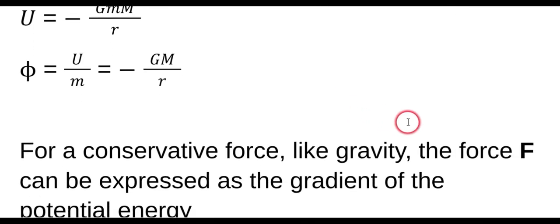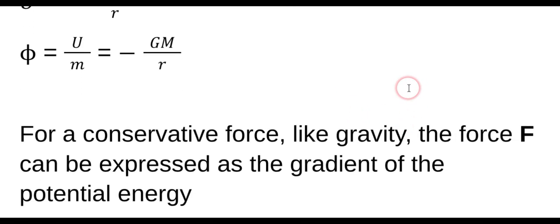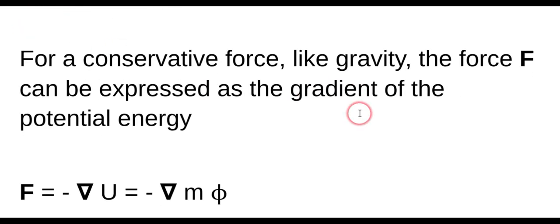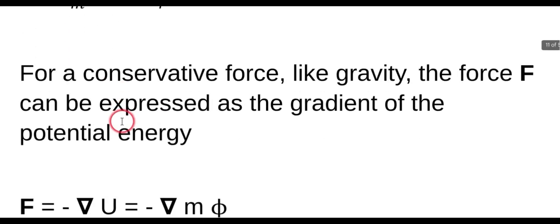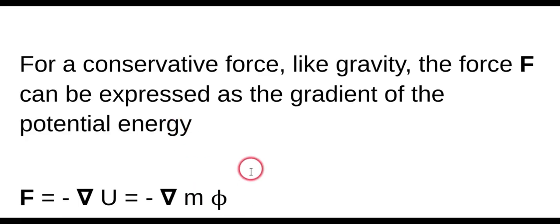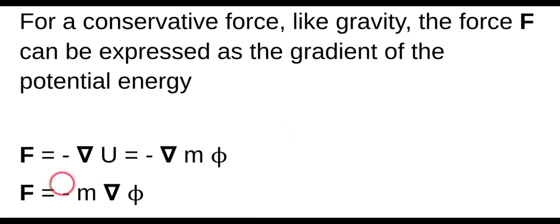Now, for a conservative force like gravity, the force can be expressed as the gradient of the potential energy. We just found that upstairs. So it looks like this: force is equal to negative the gradient of the potential energy, and we found this relationship, so U is equal to phi m, right? So we put that in, and so we have this equation.